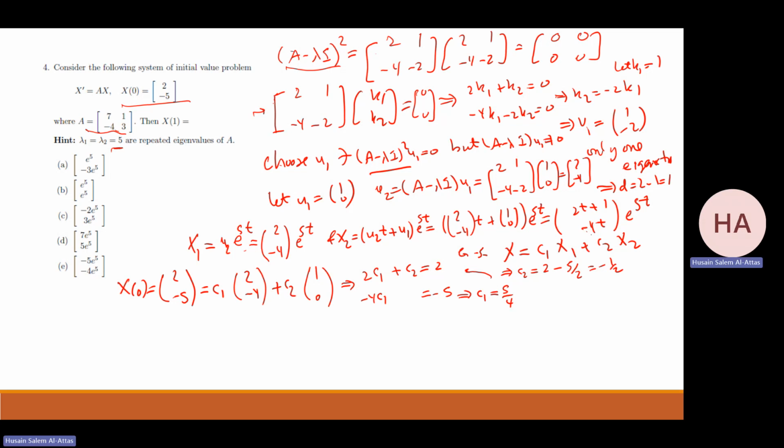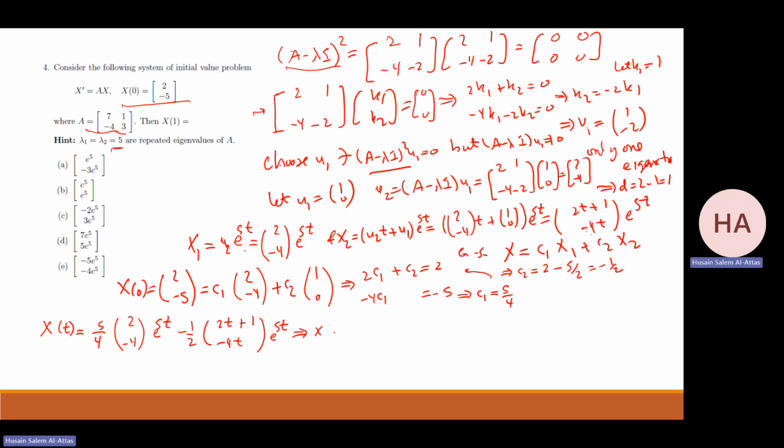Okay, let me see what will happen. So x of t, my solution: C1 is what? A strange number, 5/4, times (2, minus 4) e^(5t). And C2 is what? Minus half, (2t plus 1, minus 4t), e to the power 5t.